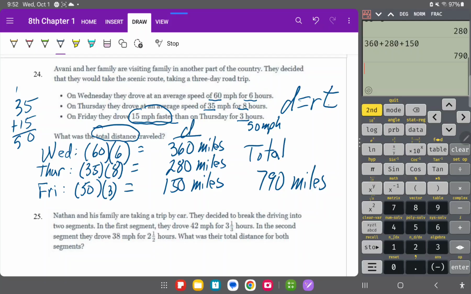All right, now I want you to try number 25. It's the same thing, it just has fractions in it. So we're going to talk about that, okay?